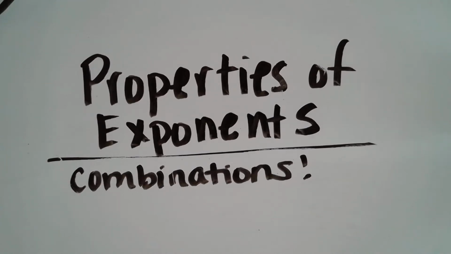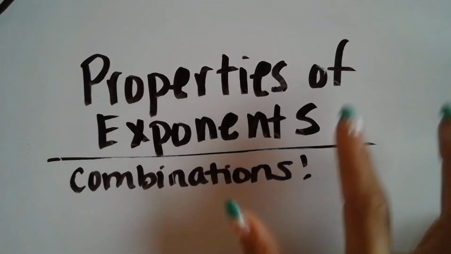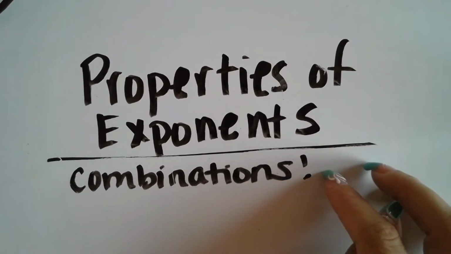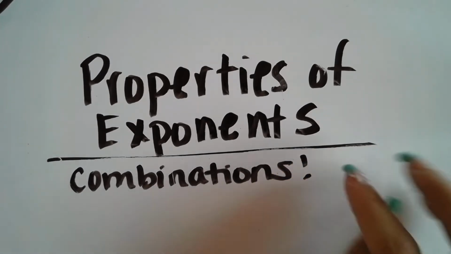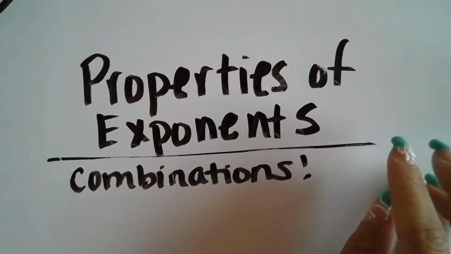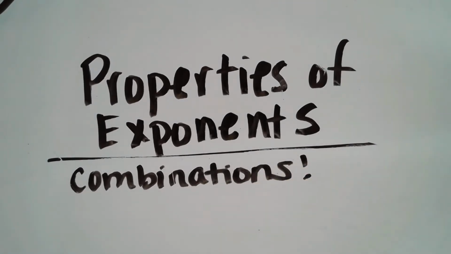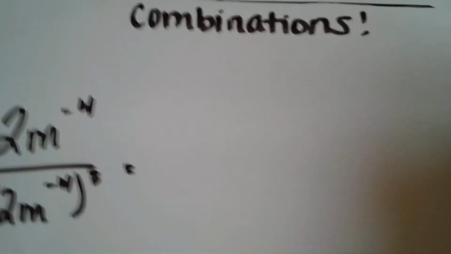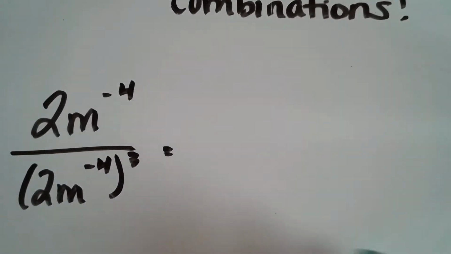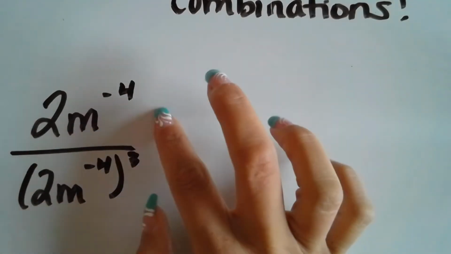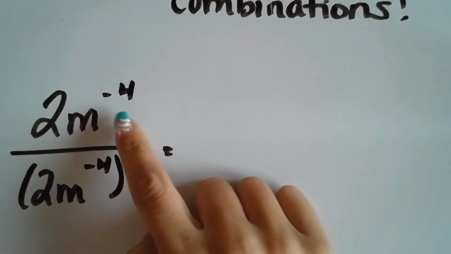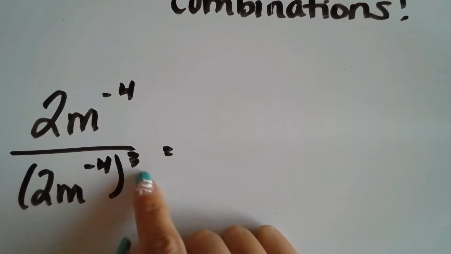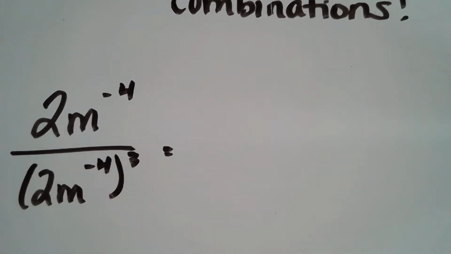Hi everyone, we are continuing our properties of exponents, and these are still combinations, but these are going to actually have negatives in the problem, okay? So let's go ahead and look at a couple of examples. I can see that there's multiple things going on in here. I am seeing a -4 here, and I'm also seeing power to power, okay?